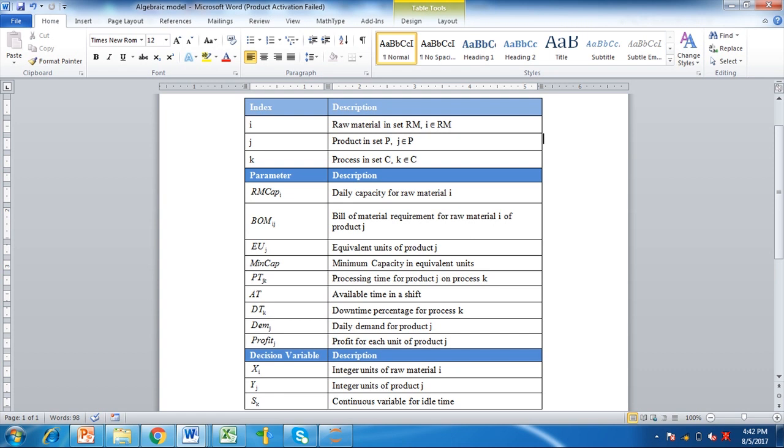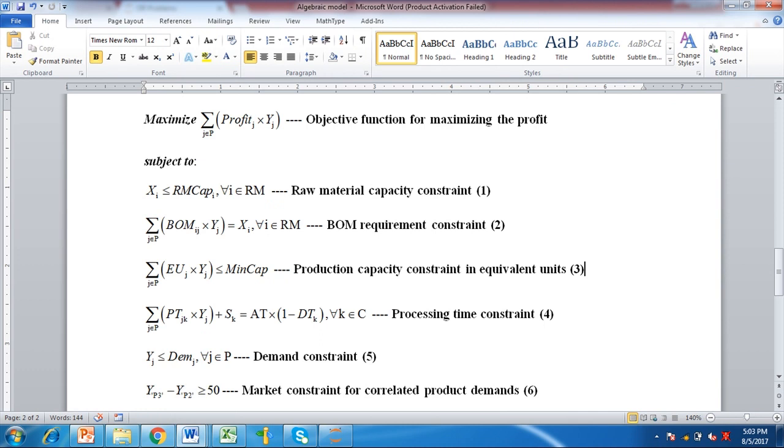Finally, we have 3 decision variables. X is for raw material used, Y is for product produced and S is the idle time for each process. The formulation of the product mix problem is illustrated in algebraic form. First we have the objective function for maximizing the profit on all products. The first constraint is the raw material capacity constraint. The second constraint is the BOM requirement constraint. The third constraint is the production capacity constraint in equivalent units. The fourth one is the processing time constraint. Fifth and sixth are demand and market imposed constraints for products.